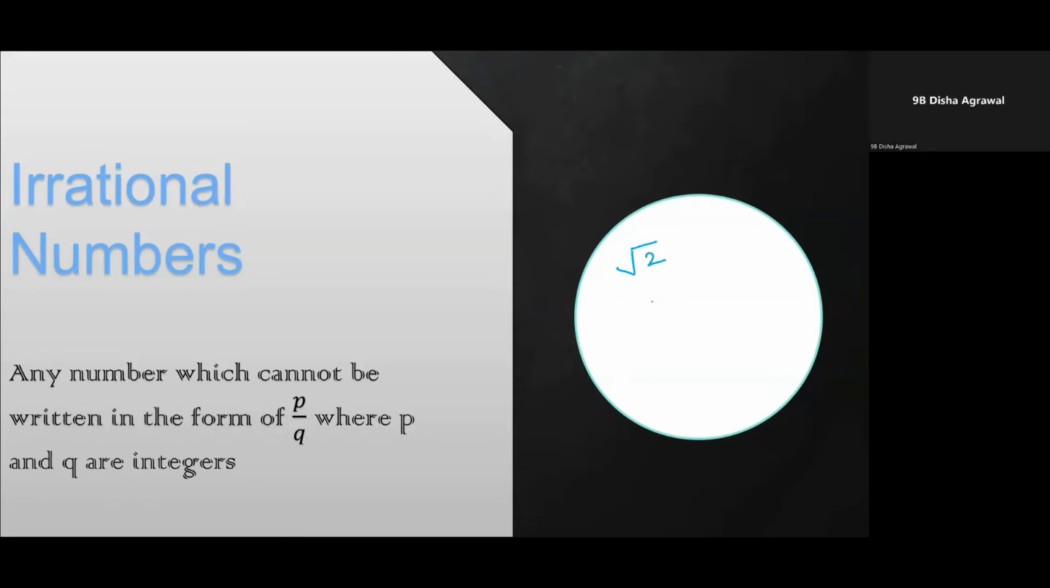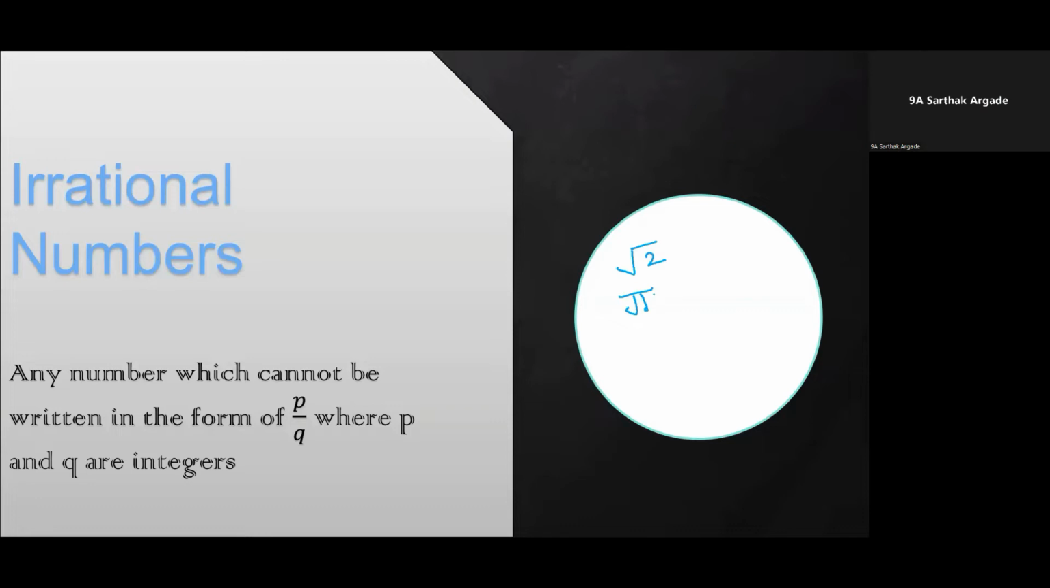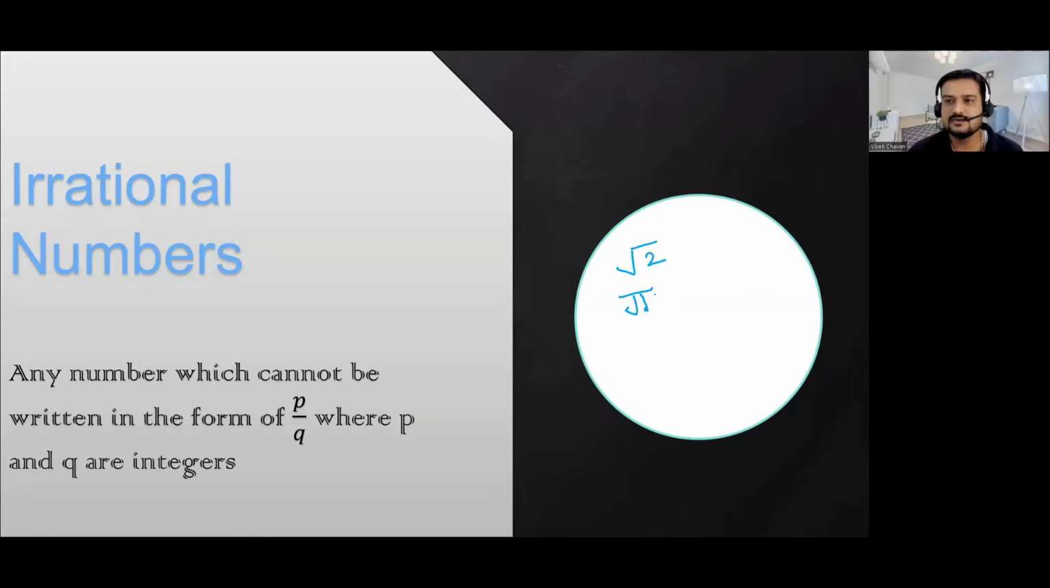Sarthak. Sir, pi. Pi is also an irrational number because we cannot write the value of pi in the form of p by q. Okay, 3.142. That division goes on, and we do not get the remainder 0 at any cost. If we do the division of 22 upon 7, we will never get the remainder 0. So that's why pi is also an irrational number. We cannot write it in the form of p by q.